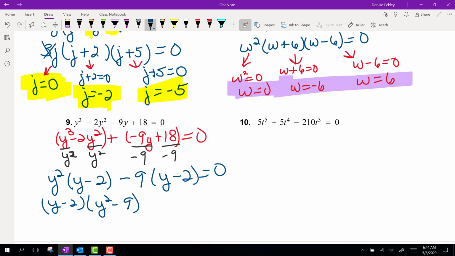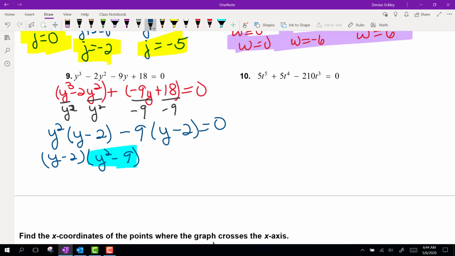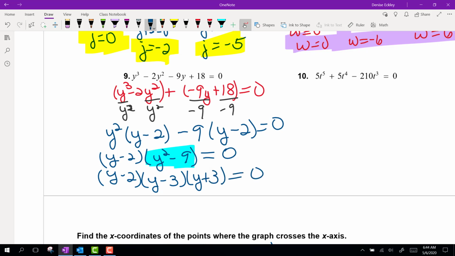Okay, so now I have y minus 2, and then I have y squared minus 9. Now here you have to be careful, because that can be factored again. It's a difference of squares. That's the way it is with this section. You have to keep looking at factoring till you absolutely are sure you can't factor anymore. So this is going to equal 0, so I have y minus 2, and then the second part in blue factors into y minus 3 times y plus 3, because we have 2 perfect squares.